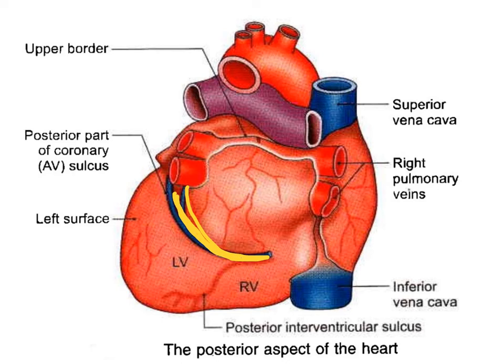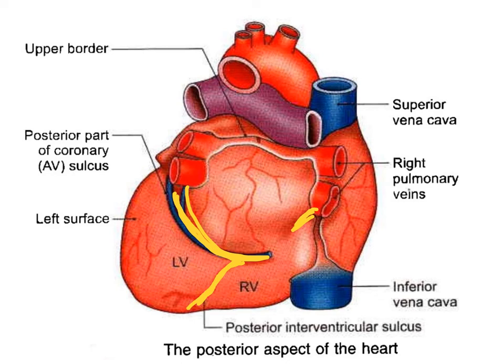And this is the posterior interventricular septum, which is dividing the left ventricle and right ventricle. We have already mentioned that this is the interatrial septum, which is not clearly seen, only seen scarcely on the posterior aspect.